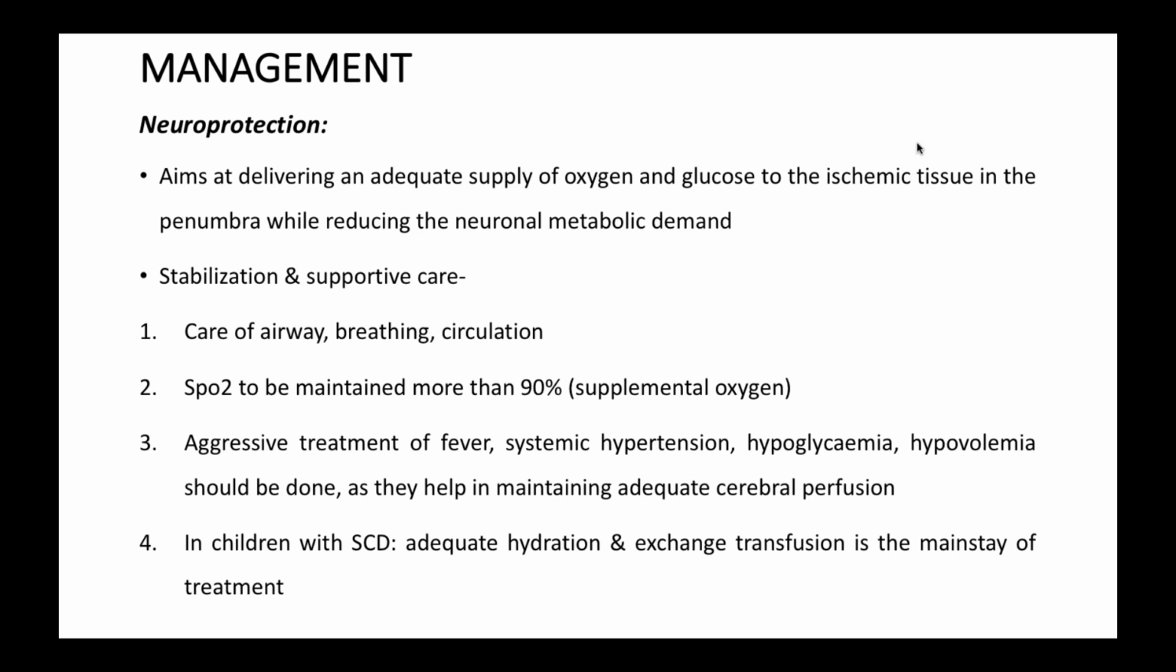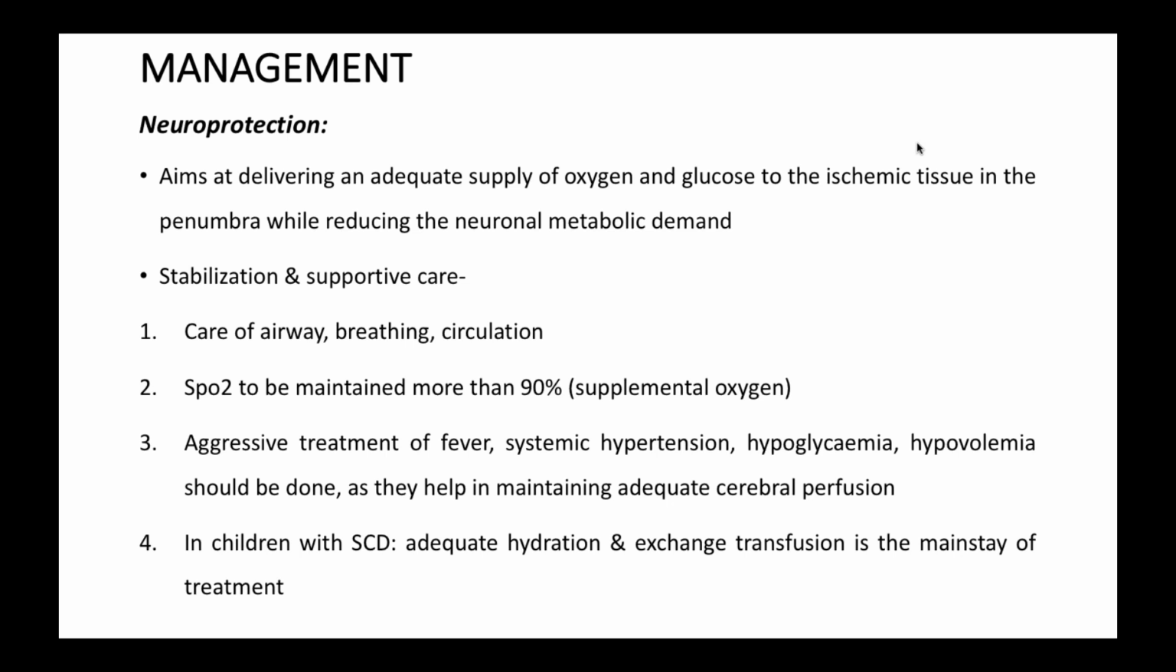So when a child with suspected stroke comes, we have to follow the ABC. We have to stabilize the child. We have to take care of the airway, breathing, circulation. We have to maintain the oxygenation. We have to give treatment for fever so that the cerebral metabolic rate is not very high. Then if there is hypertension, that has to be managed. Hypoglycemia has to be managed. And in children with sickle cell disease, usually it is important. Why? Because usually they come with acute crisis, and acute crisis is usually due to fever or dehydration. So we have to maintain the hydration, and exchange transfusion may be required.